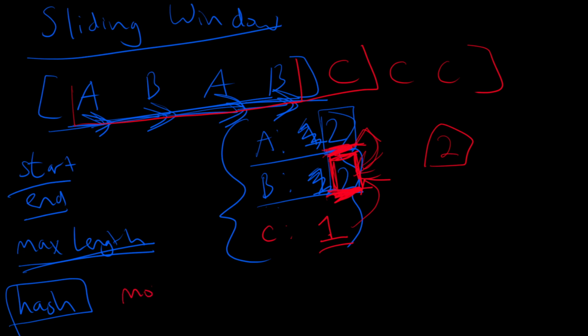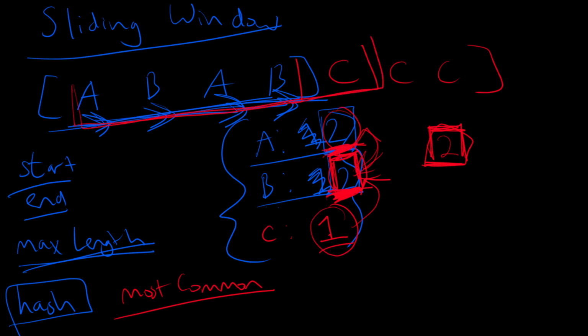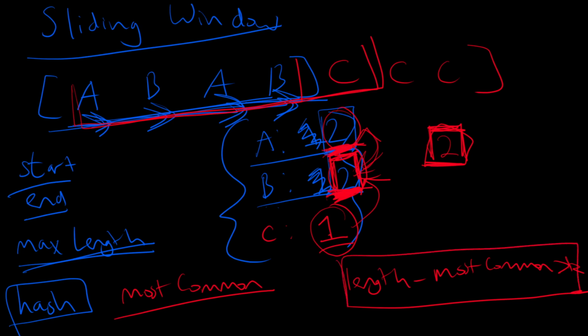So that means that we have to keep track of another local variable, most common, which keeps track of the most common count that we've seen thus far. The reason we know the window is no longer valid is because the length of this sequence, this window so far, minus the most common has surpassed k. Once the length minus most common is greater than k, it's invalid, and at that point we can update the max to be whatever the length was right before we hit that condition, so length minus one.